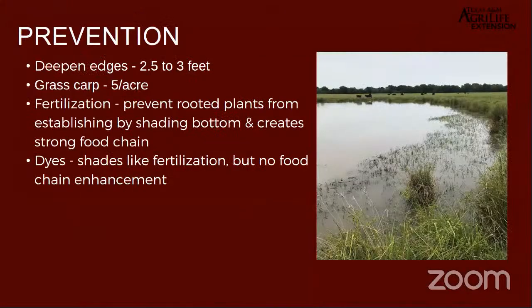So looking at proactive management or prevention, there's a few things that you should be starting to think about right now, before you're going to have a lot of vegetation issues in the upcoming spring. One of the first things you can do is deepen your pond edges. So when you're constructing or renovating your pond, you want to make sure that you're maintaining the pond edges to about 2.5 to 3 feet.